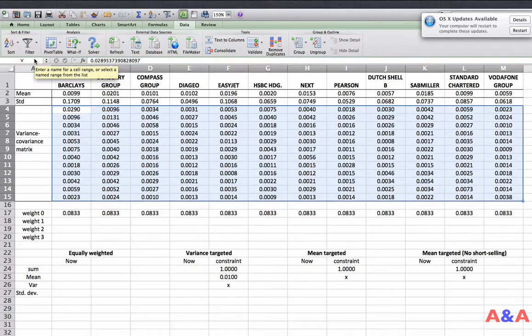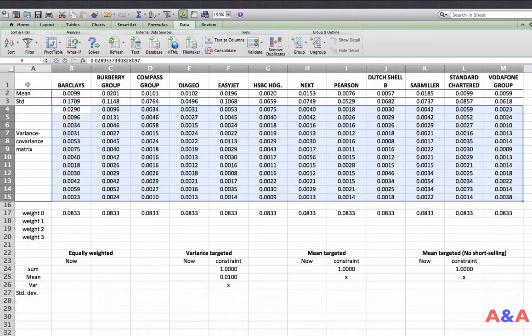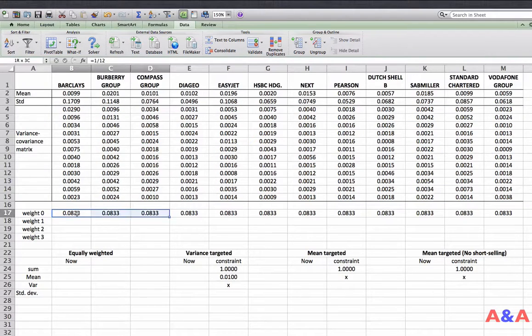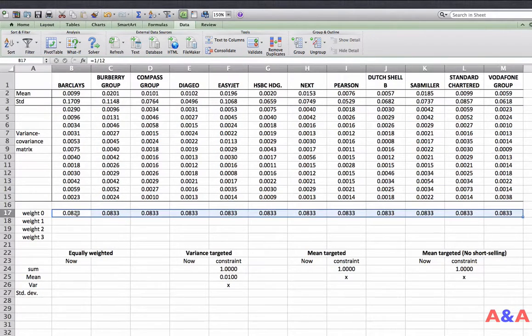Okay? One of the simplest portfolios is the equally weighted portfolio for which the same amount of money is invested in each of the shares. Here we have 12 shares, so each of the shares gets 1/12 of the money, which is approximately 8.33%. So this is the equally weighted portfolio. 8.33% of your money goes to each of the shares.